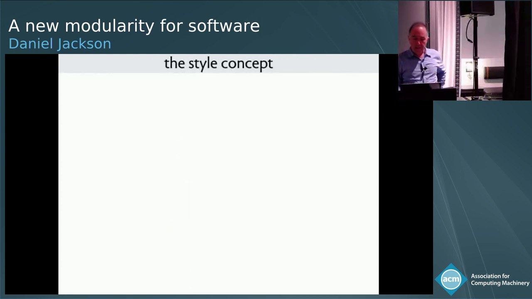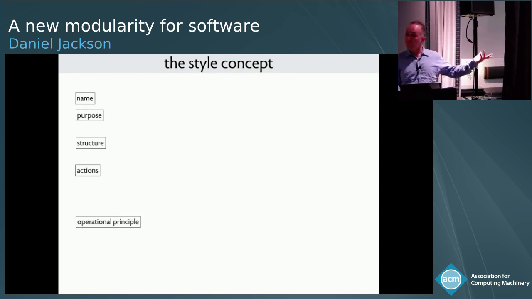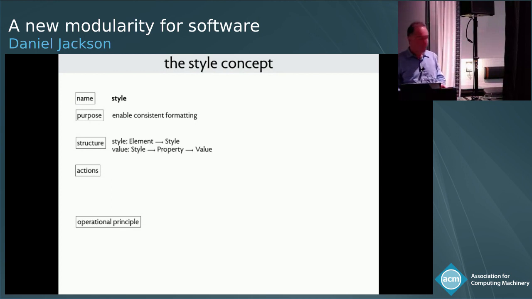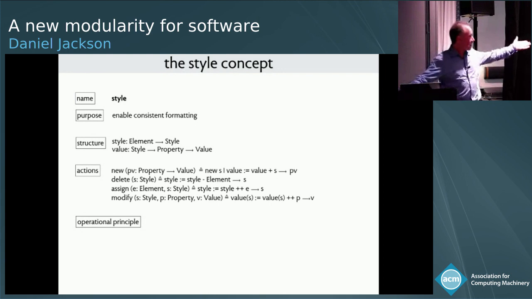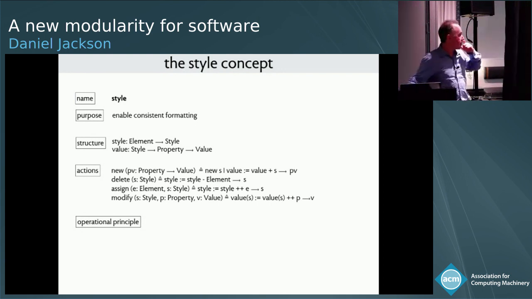So the way I think about specifying a concept is to give a name to it, its purpose, its structure, some actions that define its behavior, and then what I call the operational principle, which is that archetypal scenario. So for style, for example, the name would be style. The purpose is enabling consistent formatting. The structure is some relations, which I've shown textually there, and then some actions: creating a new style from a collection of property value pairs, deleting a style, assigning a style, modifying a style.